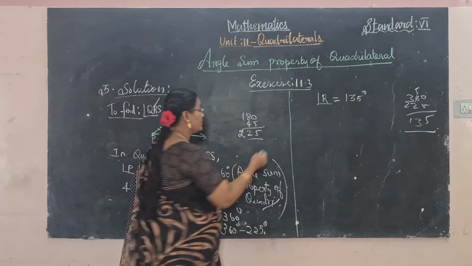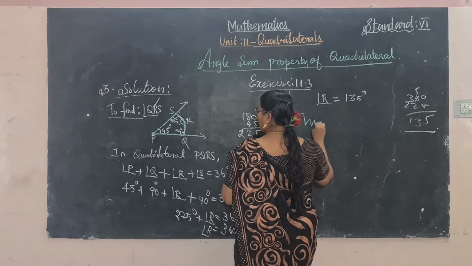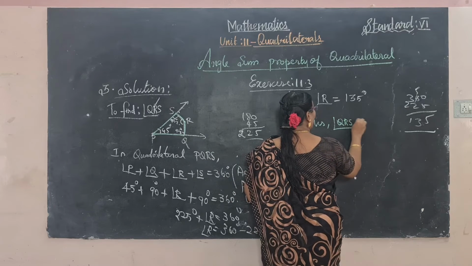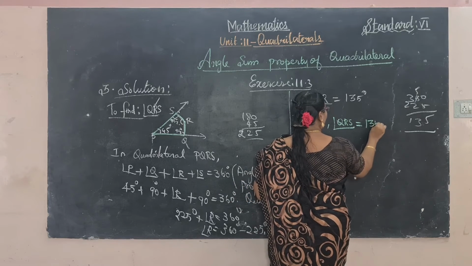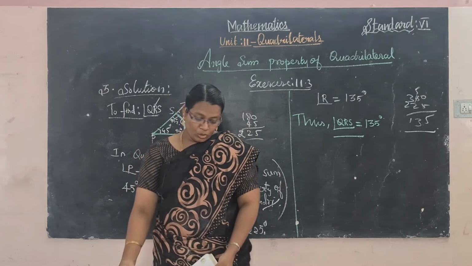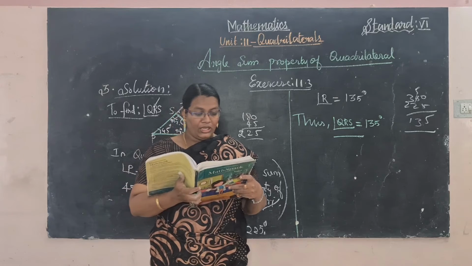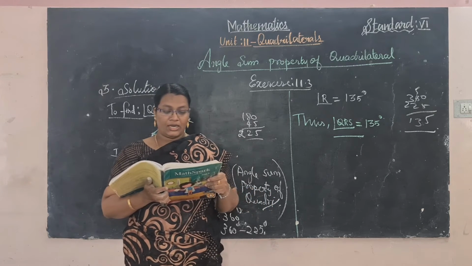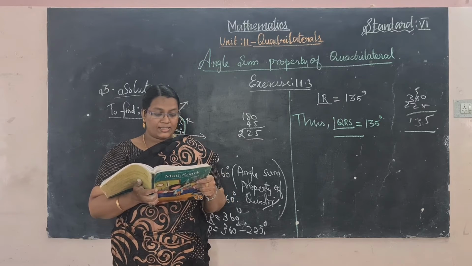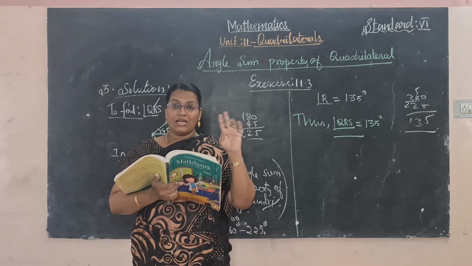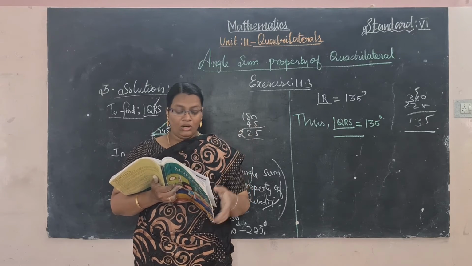Thus the angle QRS equal to 135 degree. That's it. Now move to the fourth one. The angles of the quadrilateral are 100 degree, 80 degree, 130 degree and x degree. Find the value of x. So here also three angles are given. We have to find out one more angle.